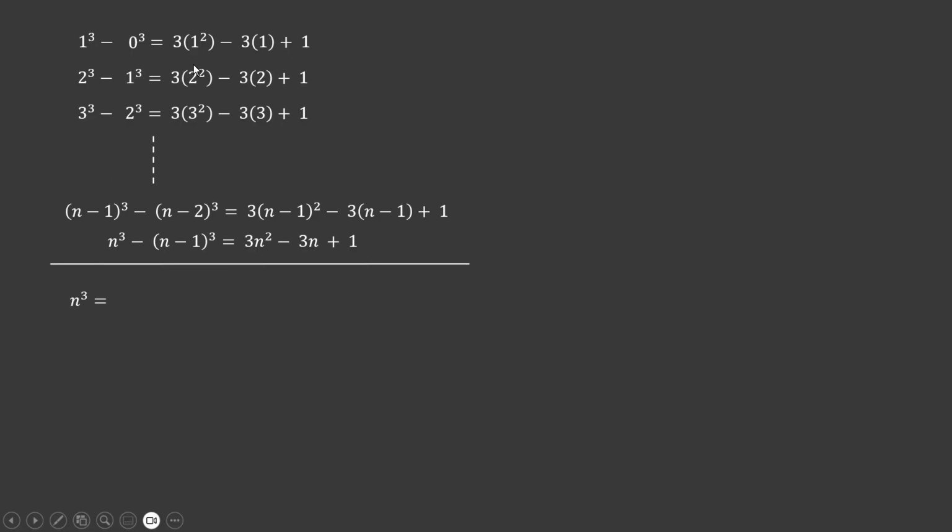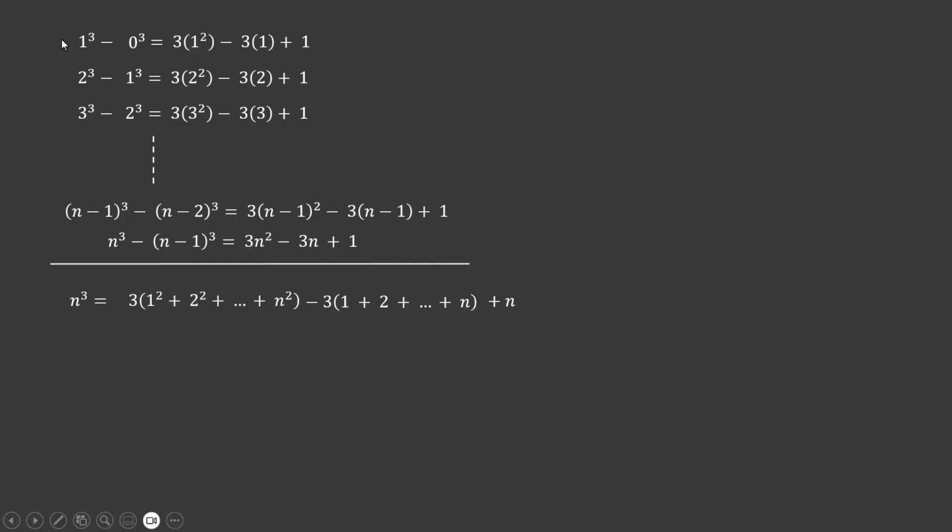On the right hand side, we'll get 3 common, and in the bracket we'll have 1 square plus 2 square plus 3 square and so on till n square. Same for this. Negative 3 will be common, and in the bracket we'll have 1 plus 2 plus 3 and so on till n. Now 1 added to itself n times will be positive n.